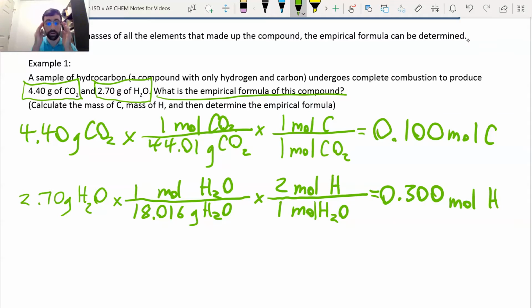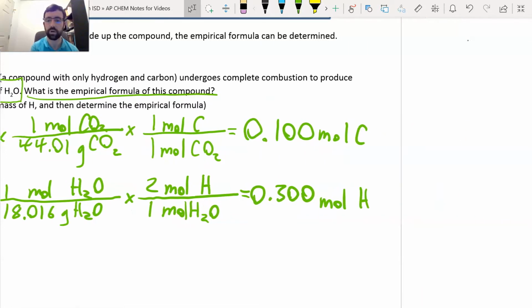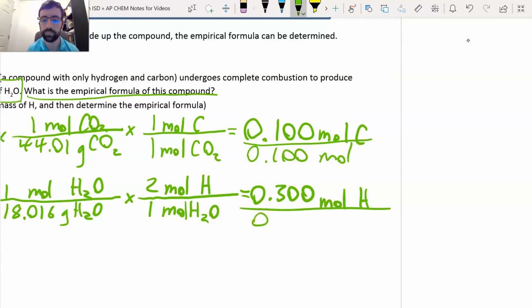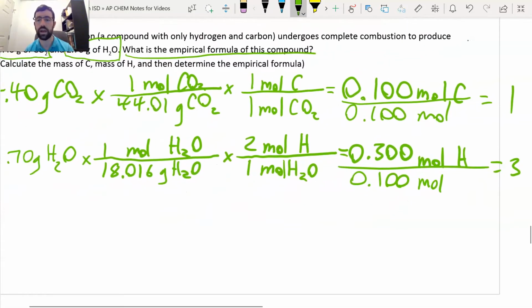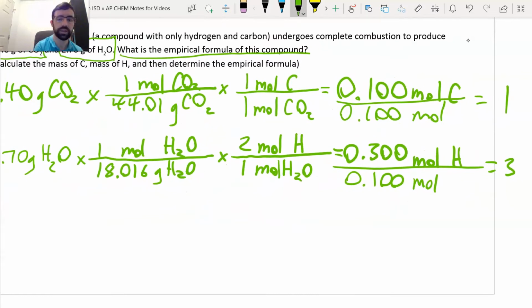All right, remember the rhyme for the empirical formula: percent to mass, mass to mole, divide by small, multiply till whole. Well, at this point, I have my moles. So the only thing that's really left to do is divide by the smallest, which would be 0.1. So I end up with 3, and right here I end up with 1. So our empirical formula is CH3.